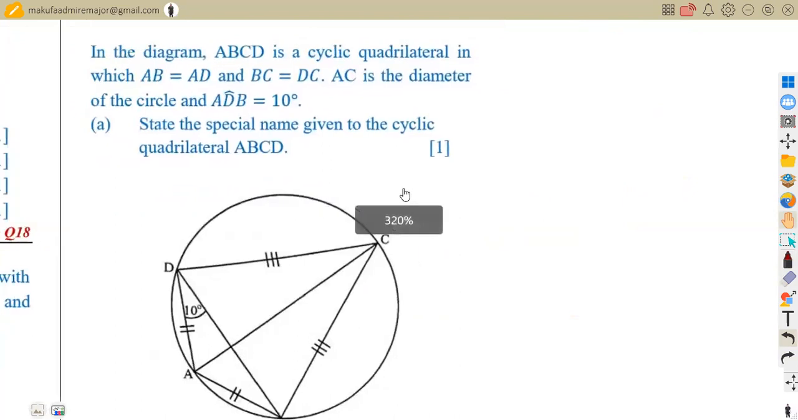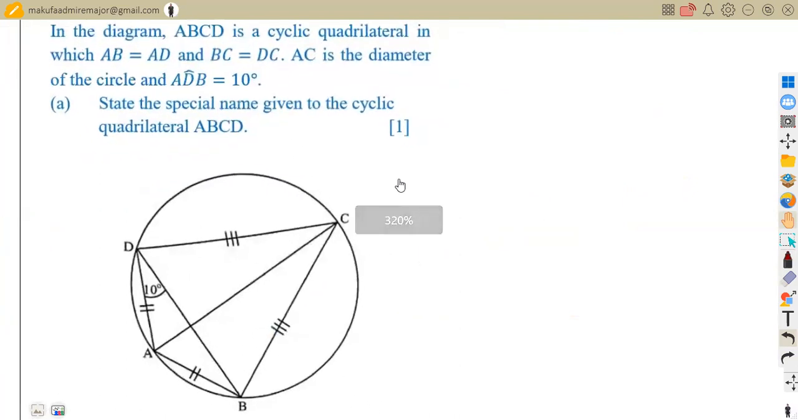All right. Then we are given another question. In this case, we are given a diagram. Again, we've got a cyclic quadrilateral in which AB is equal to AD. So let's check AB and AD. These are chords, chord AB and chord AD. Sometimes they might give us that arc AD and arc AB are the same. We apply the same concept there.